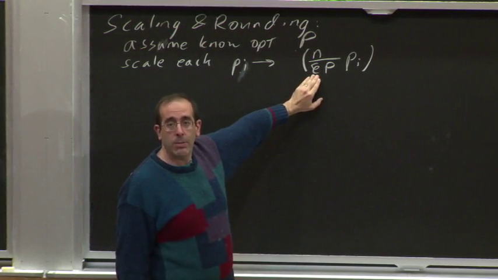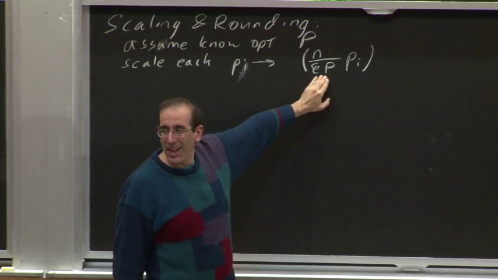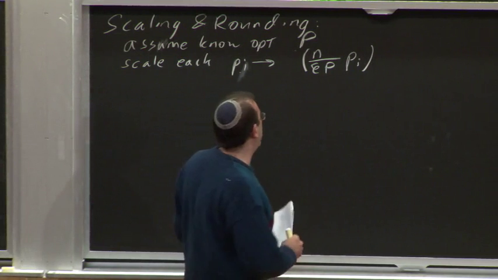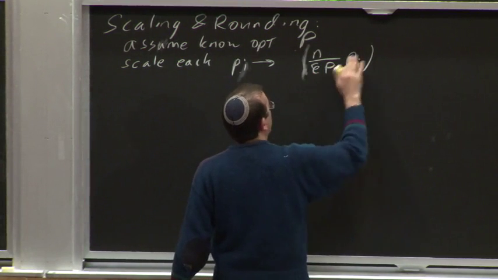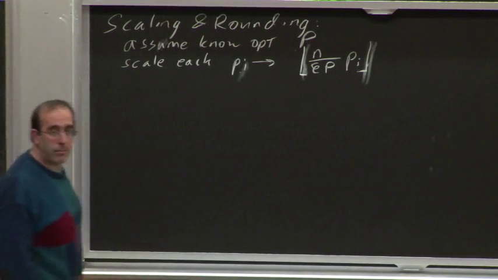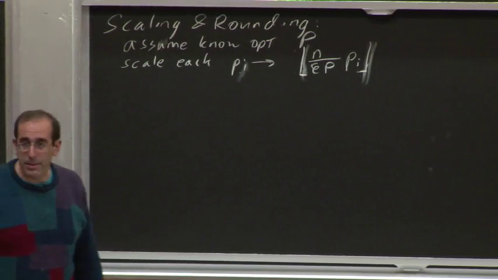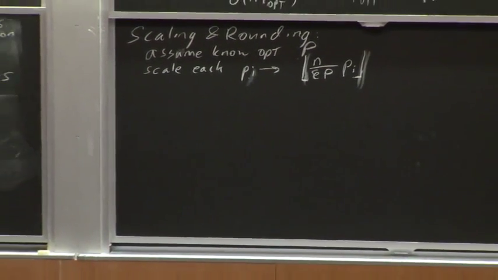I'm going to get within epsilon. And so my goal is going to be to make sure that any fractions that I get rid of are small compared to epsilon. So I'm going to scale it by this quantity, and then I don't actually need the parentheses, but I'm going to round it down. Okay. So this gives me a new set of prices, or profits rather.